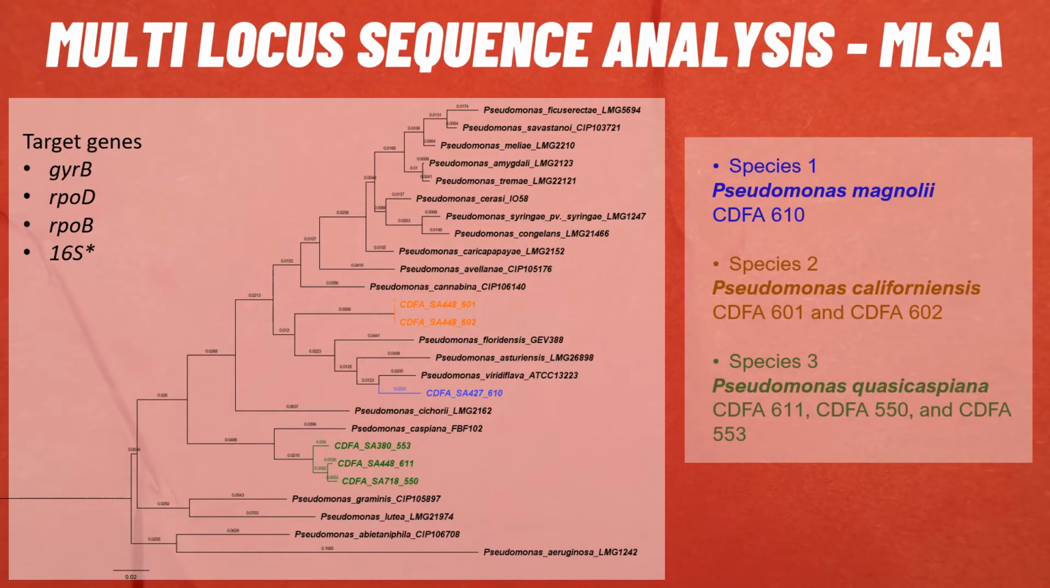To identify the strains, the genes gyrB, rpoD, and rpoB were extracted and used to construct a concatenated tree that we can see here. Based on the multilocus sequence analysis, the strains belong to 3 species. The first species, here in blue, that later we call Pseudomonas magnoliae, has only one representative. Here in orange we have the second species that later we call Pseudomonas californiensis, with 2 strains. And finally, here in green, Pseudomonas quasi-caspiana, the third species with 3 strains.